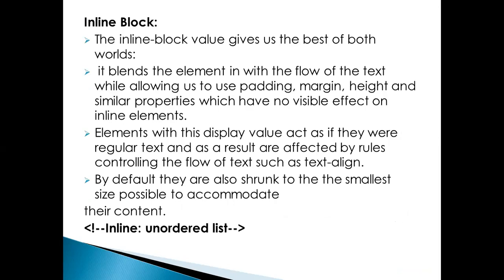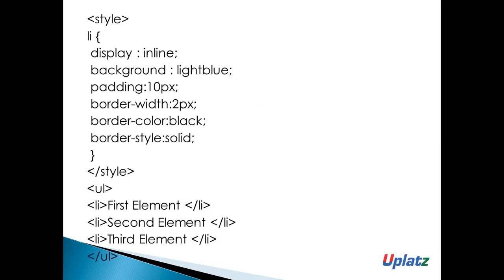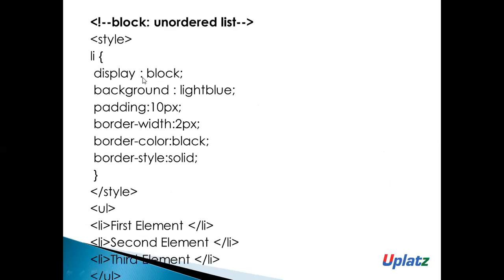It blends the element in the flow of the text, allowing us to use padding, margin, and height, which have no visible effect otherwise. By default, they are also shrunk to the smallest size possible to accommodate their content. So for the inline unordered list, for the style I just make the list background and then border color, width, styles, everything. For the unordered list, I just have first, second, and third elements.